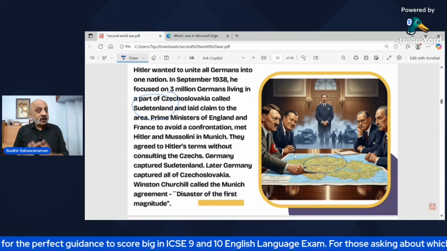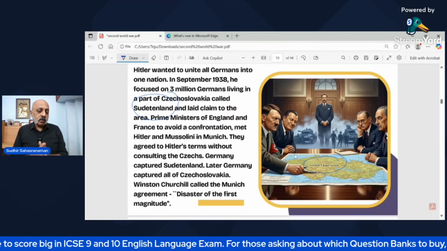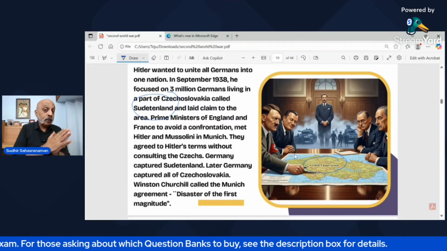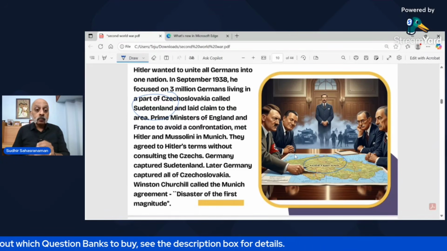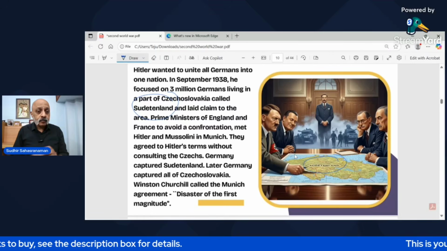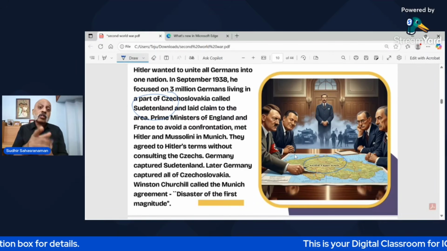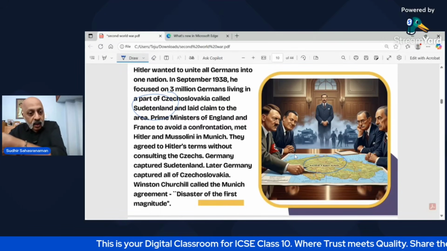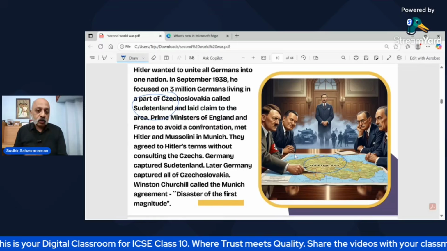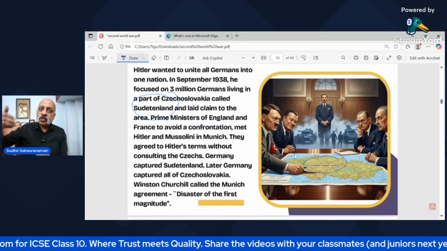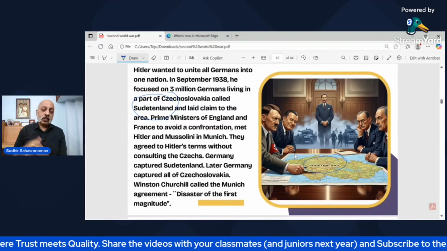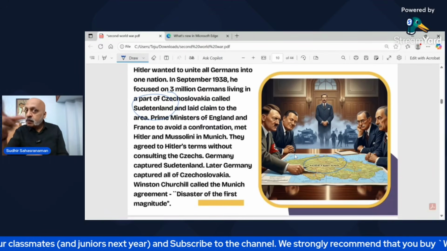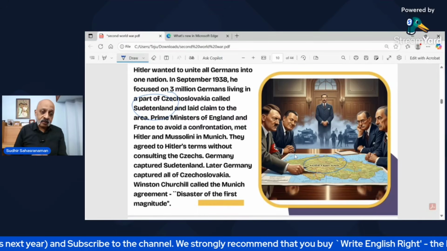So prime ministers of England and France met Hitler and Mussolini to avoid a confrontation, to have talks. They met in a place called Munich. Okay, they agreed to Hitler's conditions, without consulting whether Czechoslovakia will be okay with that or not. So Germany captured Sudetenland, which was part of Czechoslovakia. A few months later, Germany got even more greedy. It captured all of Czechoslovakia because it realized that when we are capturing Sudetenland, these people are not saying anything. So why not capture the entire country, right?